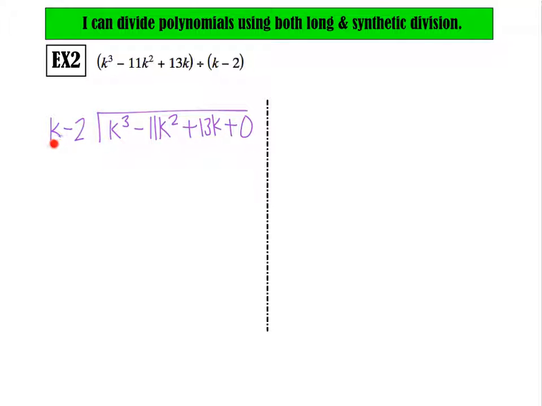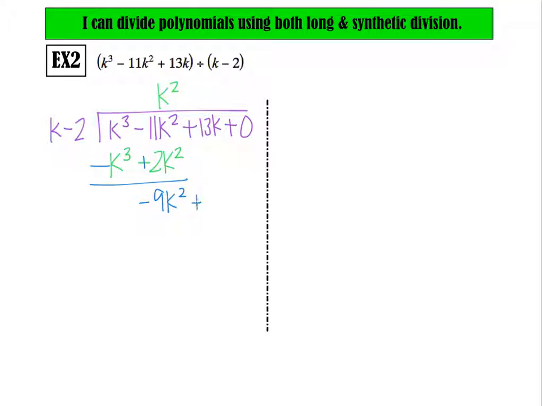So what do I need to multiply k by to make it look like k to the third? Well, that would be k to the second. So k to the second times k is k to the third, and k to the second times negative 2 is negative 2k squared. And then I do the opposite. So if it was positive, it becomes negative, and if it was negative, it becomes positive. K to the third minus k to the third cancels, which is what I wanted. And then negative 11k squared plus 2k squared is negative 9k squared.